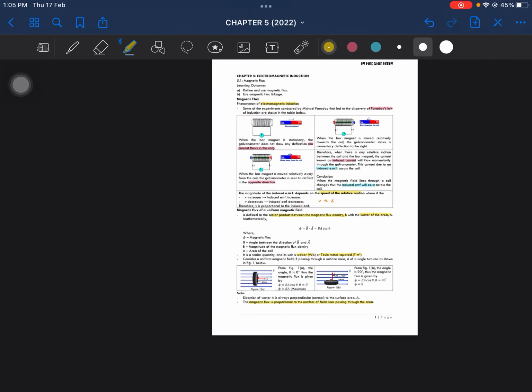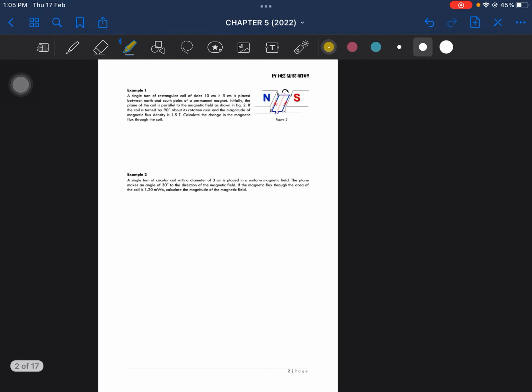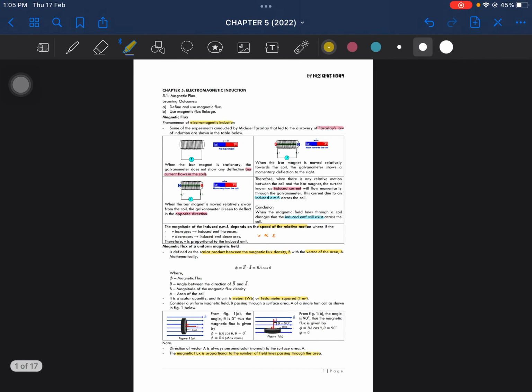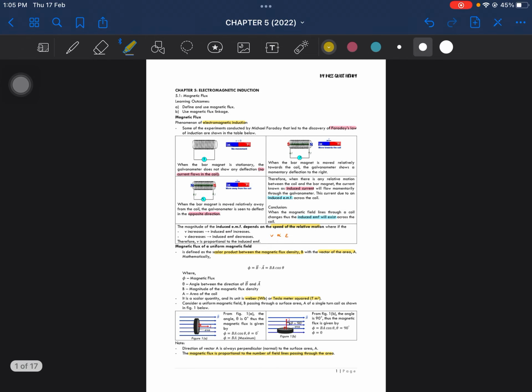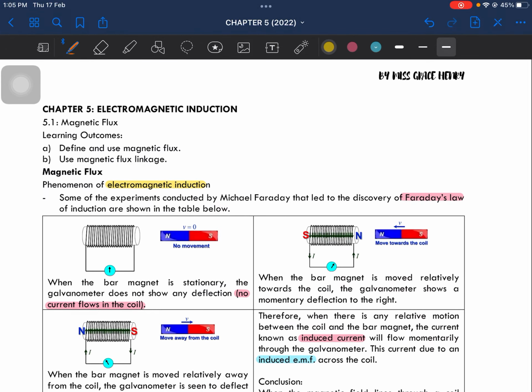All right. So that is our first subtopic, which is on magnetic flux.